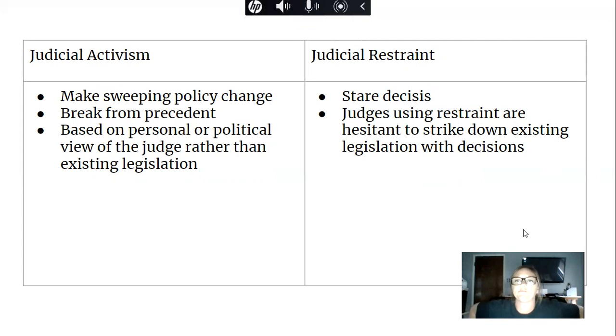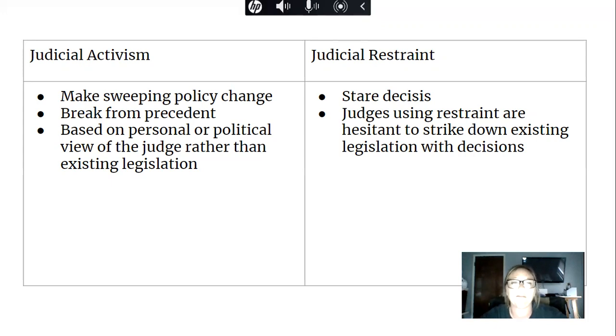All right, last one. Activism versus restraint. Judicial activism versus judicial restraint. Judicial activism is when judges, not necessarily Supreme Court, but even just federal judges in general, make decisions that would create sweeping policy changes throughout the country. So this would be breaking from precedent.